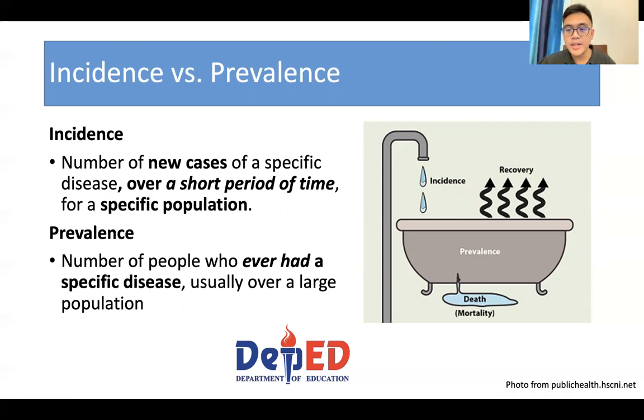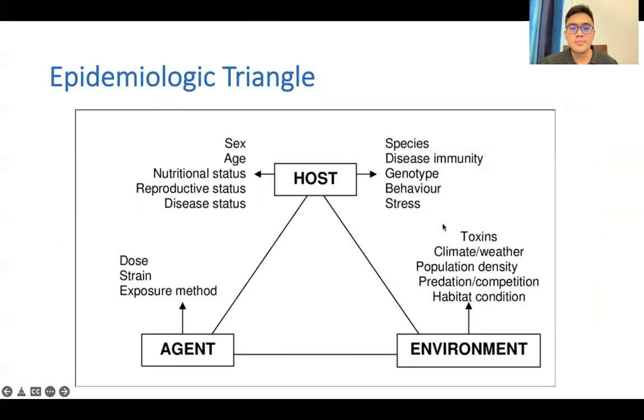On your right, you can see a diagram that would help us better understand the concept of incidence versus prevalence. Say, for example, you are in a tub filled with water. The drops coming from the faucet are the incidence, or the new number of cases. The number of new cases which gets added to the total number of cases, that's what you call incidence. But once they get added to the water in the tub, that's what you call prevalence. That's one of the things that would help you understand the difference. Again, incidence is the number of new cases, and prevalence is the total number of people who have contracted the disease.